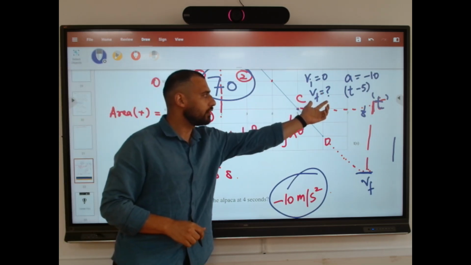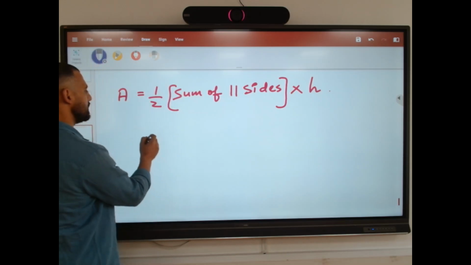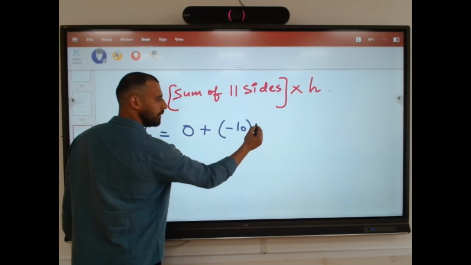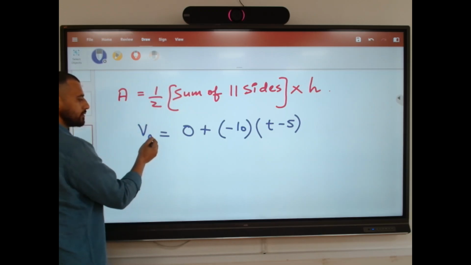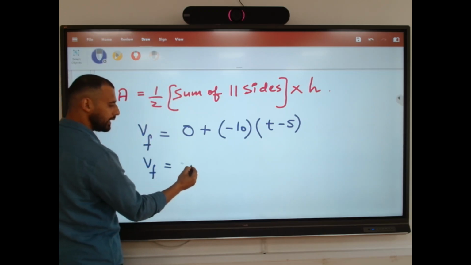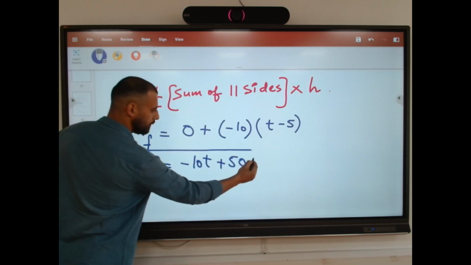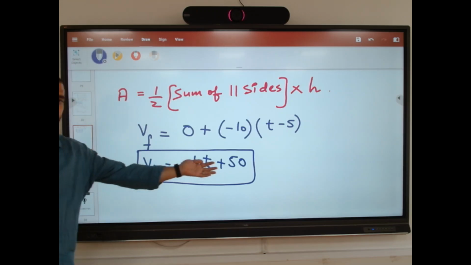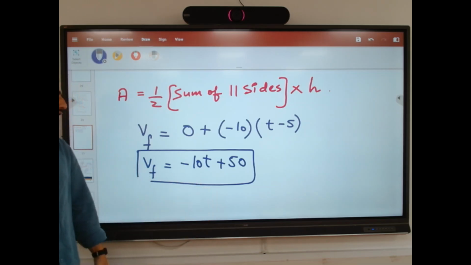So we know that final velocity is equal to initial plus acceleration into time, isn't it? So we can say the final velocity is equal to initial, which is 0, plus acceleration, negative 10, multiplied by time. What is the time? It is t minus 5. Is that clear? So the final velocity would be negative 10 times t plus 50. Is that okay? This is the final velocity. It would be negative, isn't it? Why? Because it is going towards the negative direction. Is that fine? Okay.